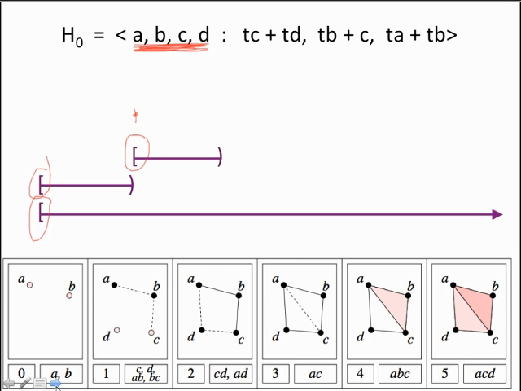Thus, if I wanted to take a look at my face ACD, that entered at time 5, and so to represent ACD, we'll use this sigma to the 5 to say that it entered at time 5 instead.